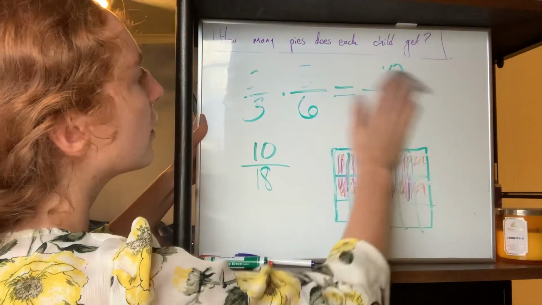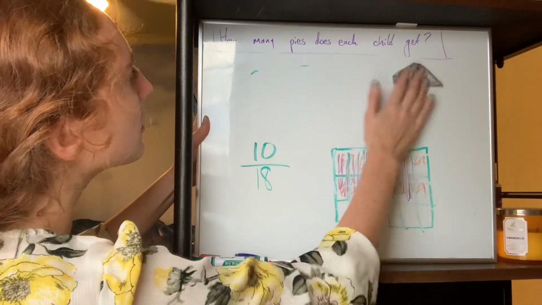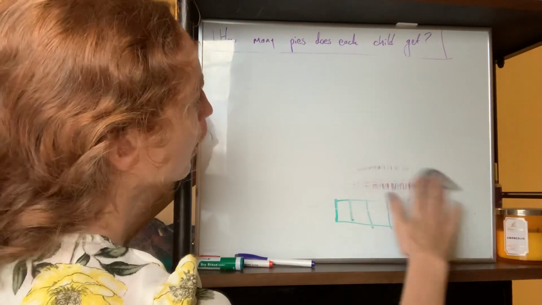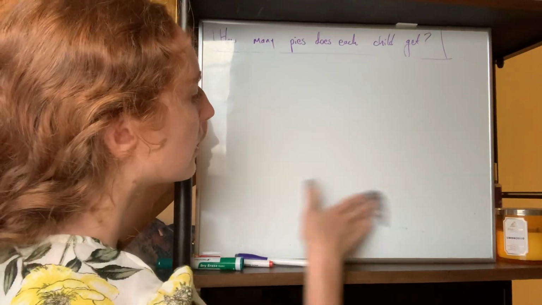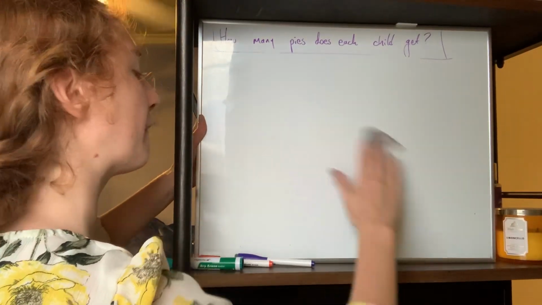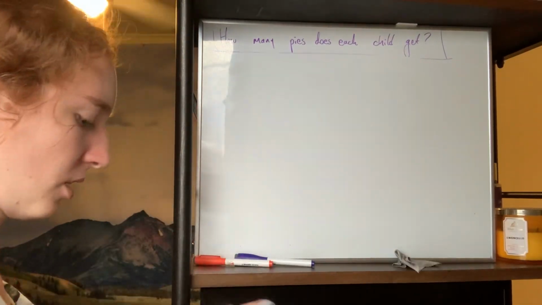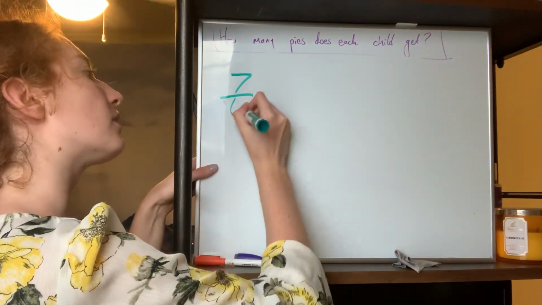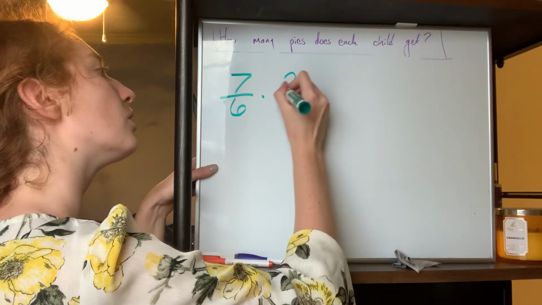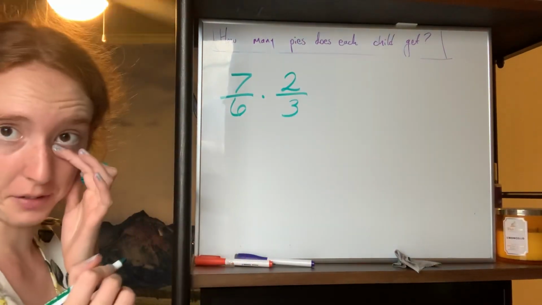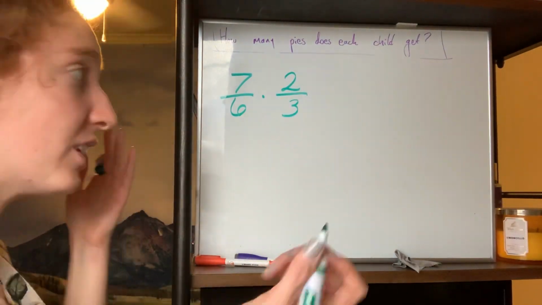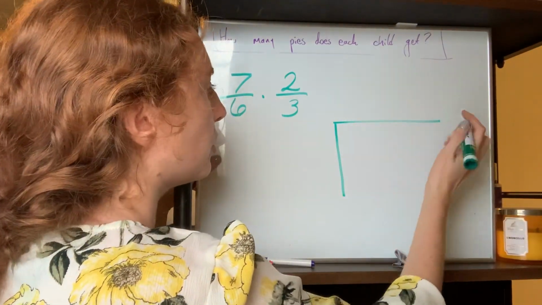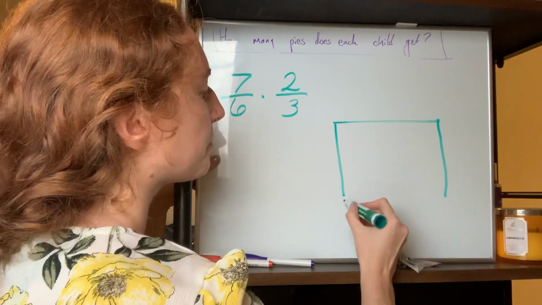Okay, so those were proper fractions. Let's deal with improper fractions. Let's say I had 7/6 times 2/3. It's a little different, because now, how do I draw 7/6? So I'm going to start with that same 1 by 1, like what I drew before, or something like this.